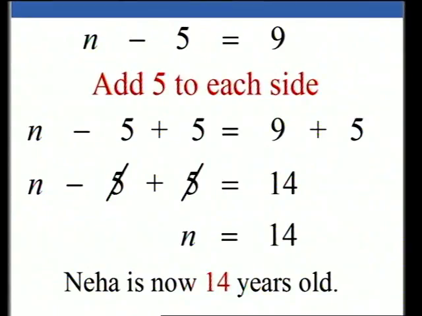How to solve it? Now to solve this equation is the same as to find the value of n, and the value of n could be found as follows. Here the equation n minus 5 equals 9. Now here we will add 5 to each side to get the equation n minus 5 plus 5 is equal to 9 plus 5, where this negative 5 and positive 5 get cancelled to get the left hand side as n and right hand side as 9 plus 5, which is 14. Now we can see that Neha is now 14 years old.